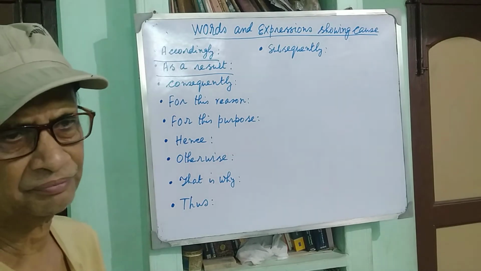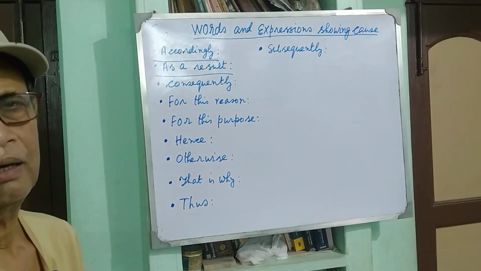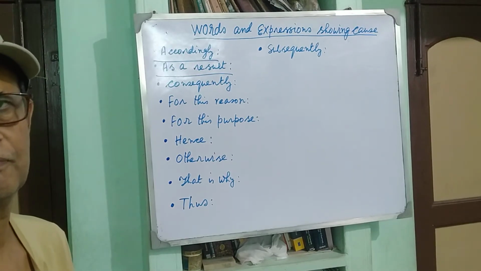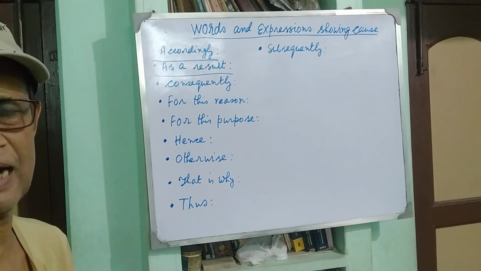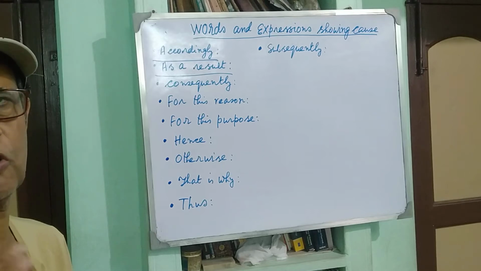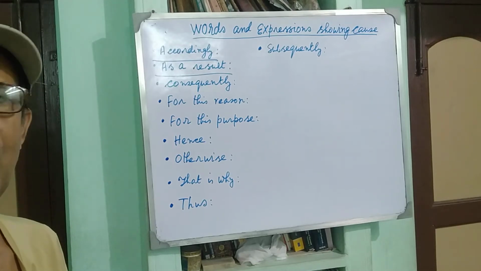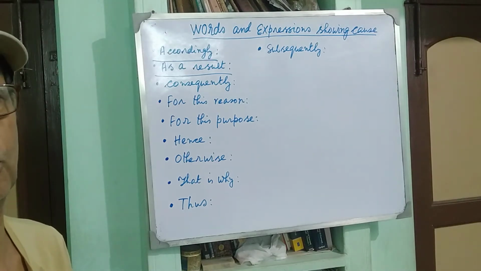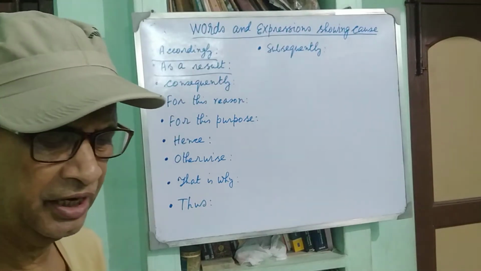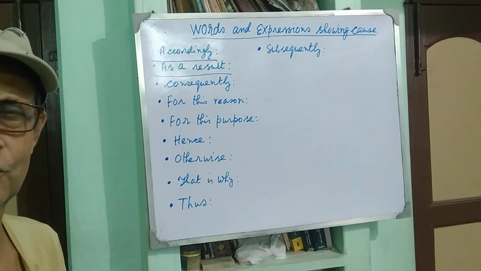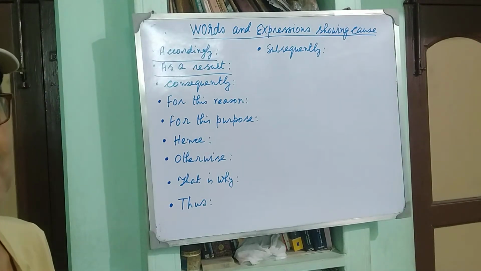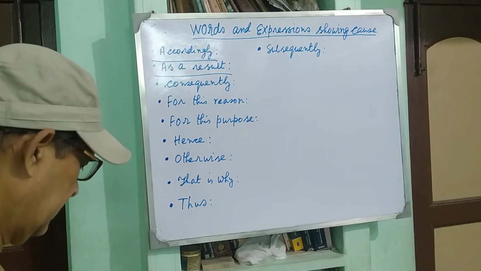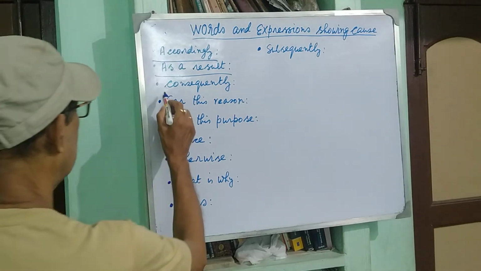For example, people are cutting down or felling trees and plants indiscriminately or thoughtlessly, and as a result of which global warming is on the increase. So, as a result means as a consequence. Now come to the third point, consequently.